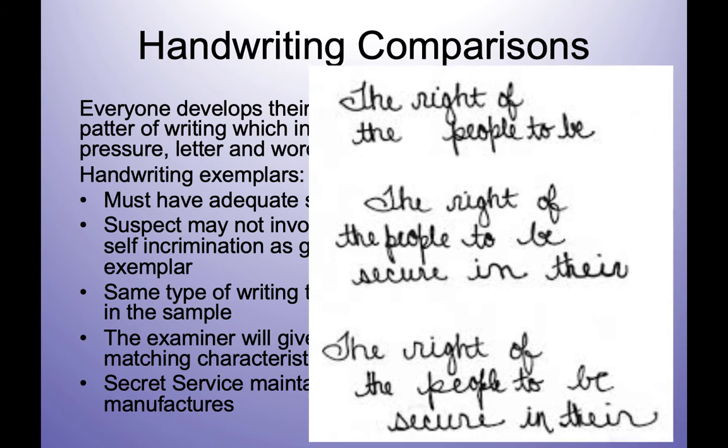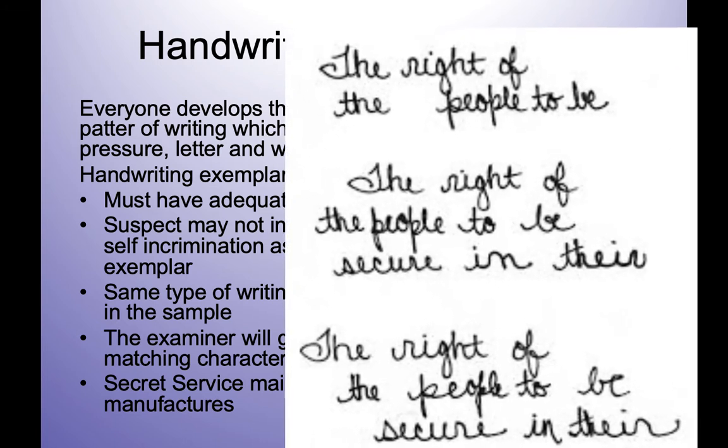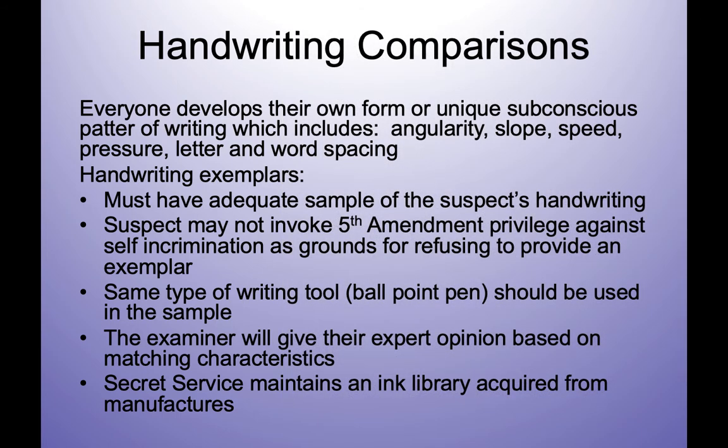And a person has a very difficult time trying to disguise their normal handwriting attributes when they do that, and it doesn't fool an examiner. They can figure it out. The suspect is not allowed to invoke their Fifth Amendment privilege. In other words, when you write down and create a handwriting exemplar to be analyzed, you are not testifying against yourself. You're not really writing anything original. You're just writing down a handwriting sample. So the Fifth Amendment doesn't apply here.